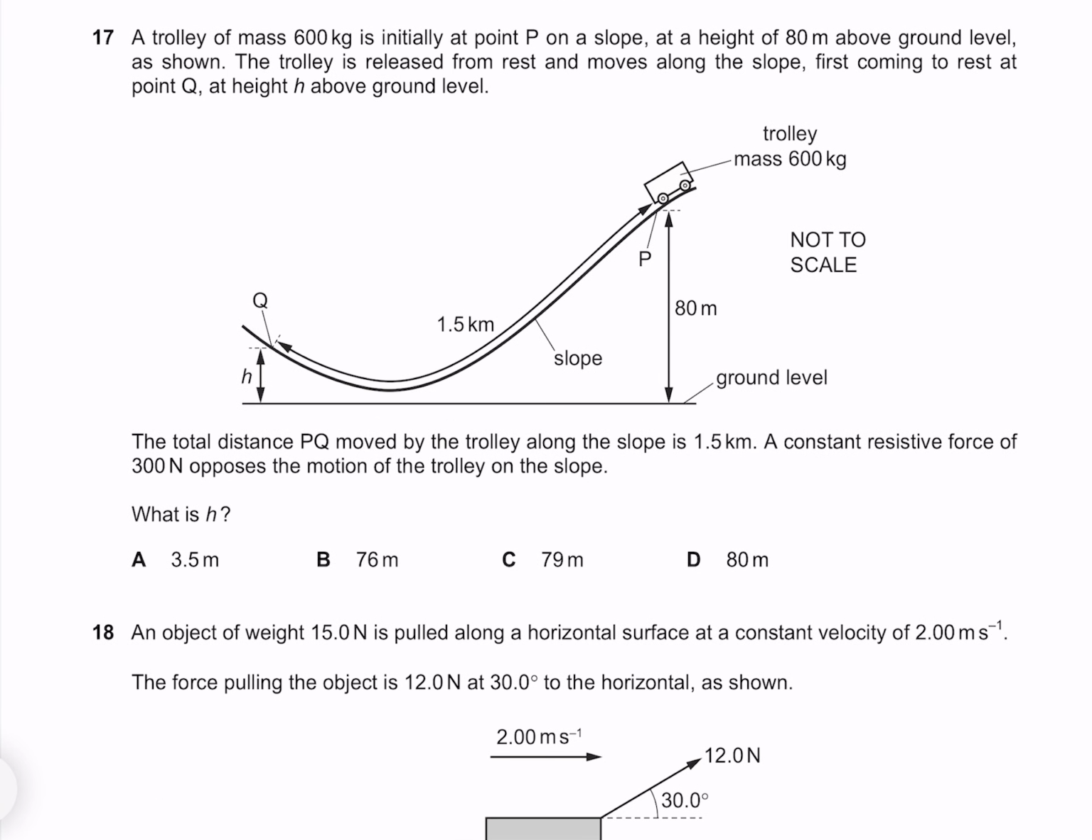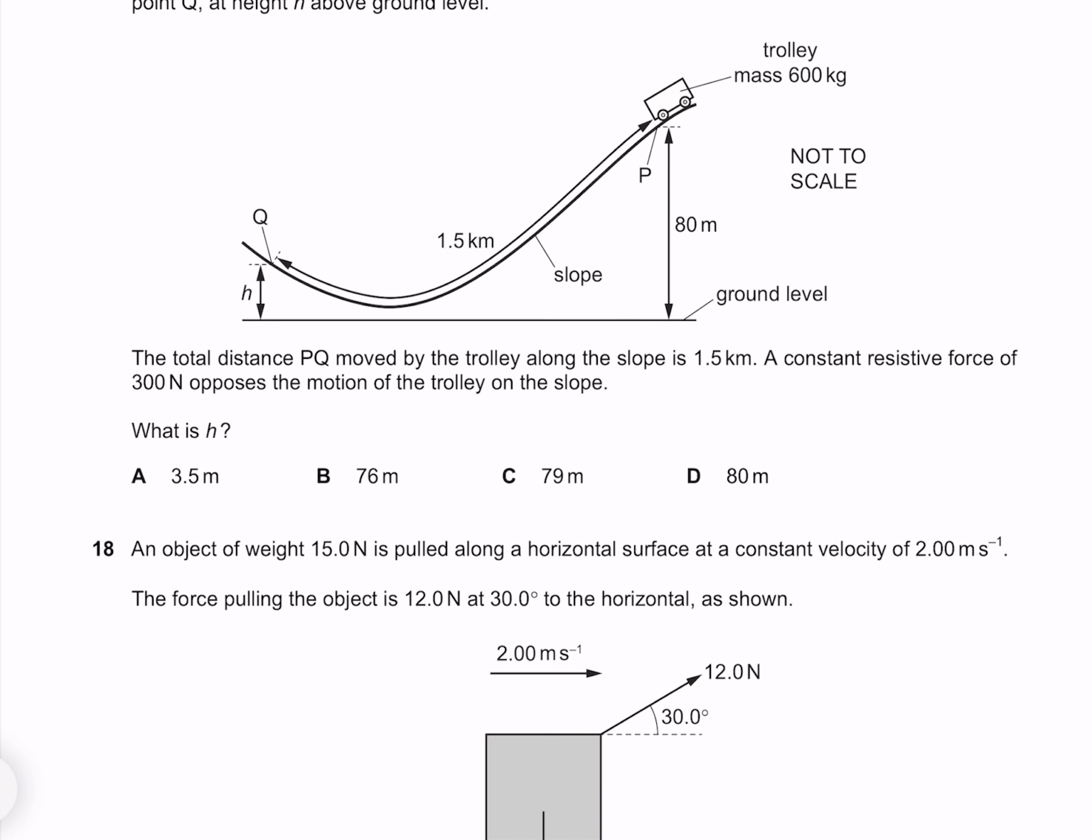A trolley of mass 600 kilograms is initially at point P on a slope, at a height of 80 meters above ground level, as shown. The trolley is released from rest and moves along the slope, first coming to rest at point Q, at height h above ground level. The total distance PQ moved by the trolley along the slope is 1.5 kilometers. A constant resistive force of 300 newtons opposes the motion of the trolley on the slope. What is h?